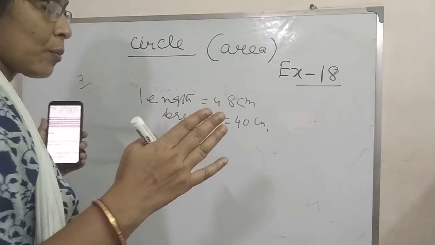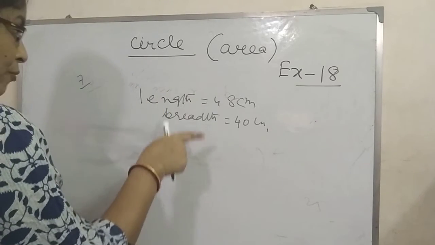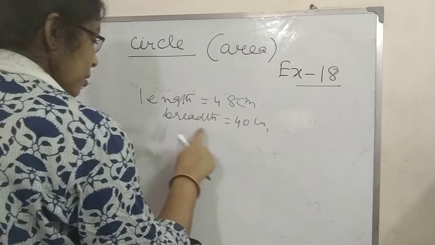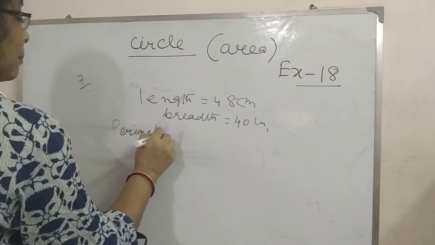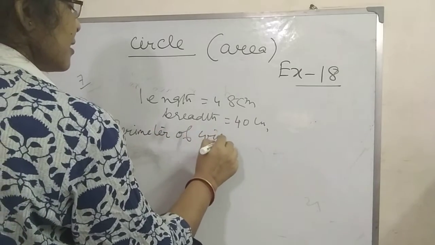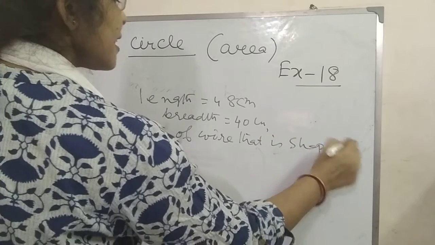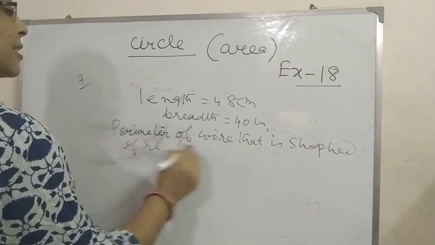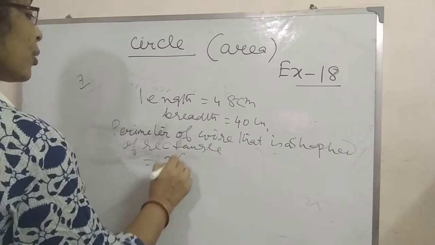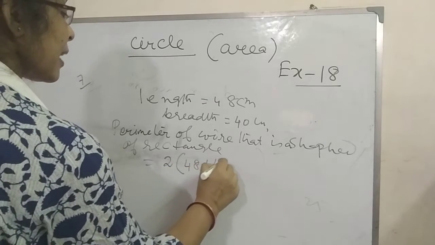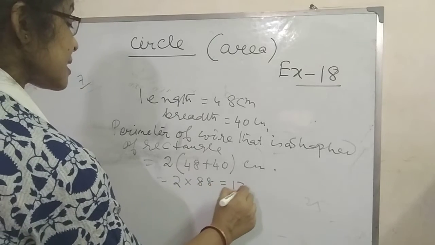Same length of wire. When it is bent in the shape of a rectangle, then the perimeter of the wire in the shape of a rectangle is equal to 2 into length plus breadth, in centimeter. This is equal to 2 into 88, equal to 176 centimeter.